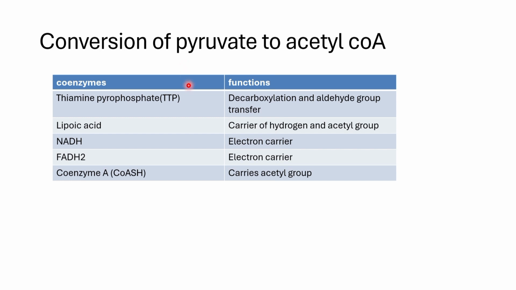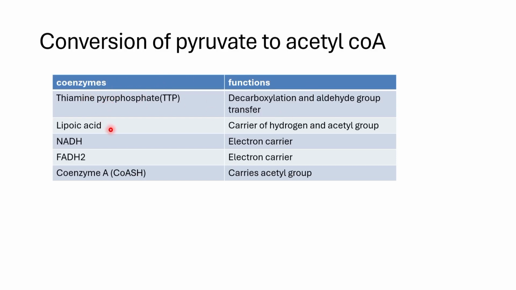Before we start the main process, let's know some of the coenzymes and their functions. We have thiamine pyrophosphate. Its function is decarboxylation and aldehyde group transfer. They remove carbon dioxide and transfer the aldehyde group. That's the function of thiamine pyrophosphate.